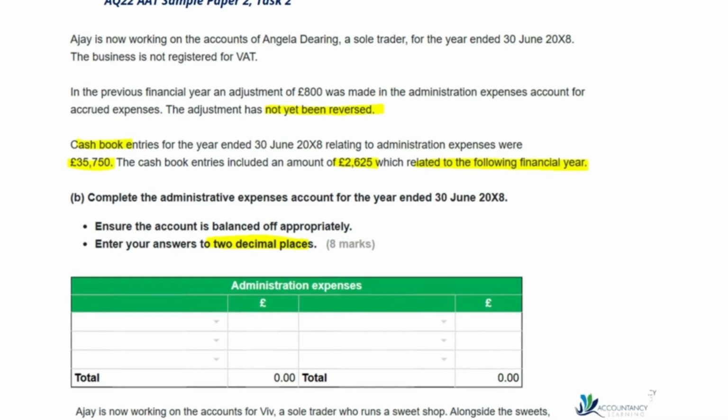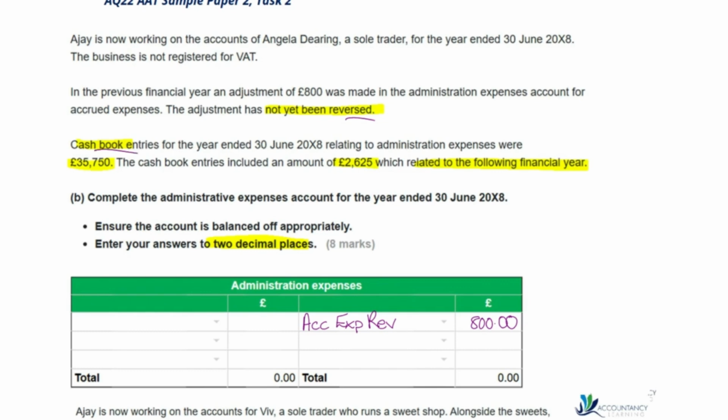So first of all, let's deal with the accrual that went through at the end of the previous year, because that hasn't yet been reversed. Because we put it through last year, it would have been a debit in our expenses to increase our expenses. So we are going to do our accrued expenses reversal on the credit side. And that was 800. And remember, we're to 2 decimal places.